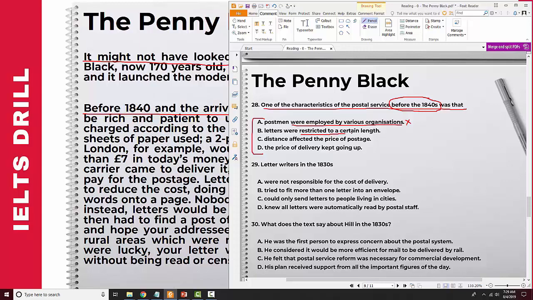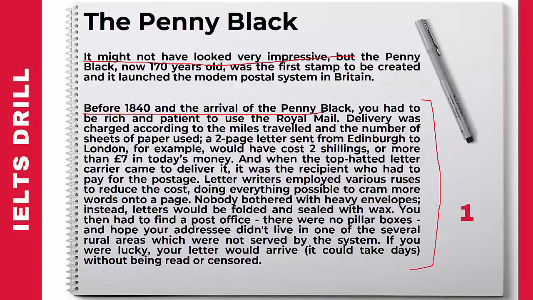Letters were restricted to a certain length. Now, this is an option that has been touched upon in the passage, but let's look at this very carefully. It says letter writers employed various ruses to reduce the cost, doing everything possible to cram more words into one page. No one bothered with heavy envelopes. So what was happening was, because the stamps were very costly and based on distances, people really didn't want to send big envelopes and write multiple pages.